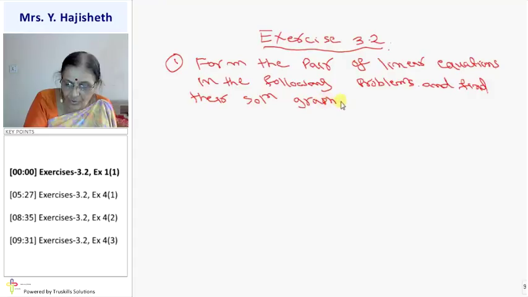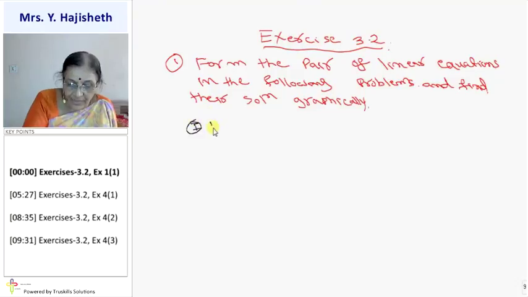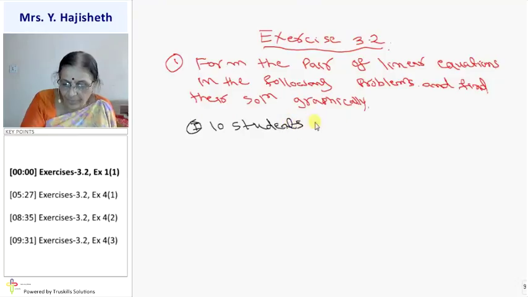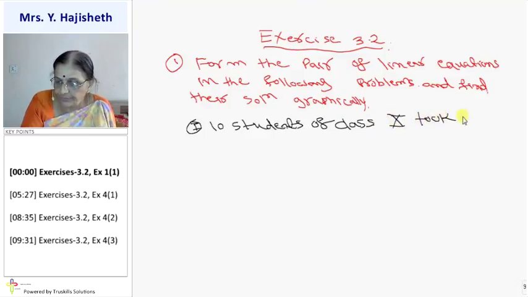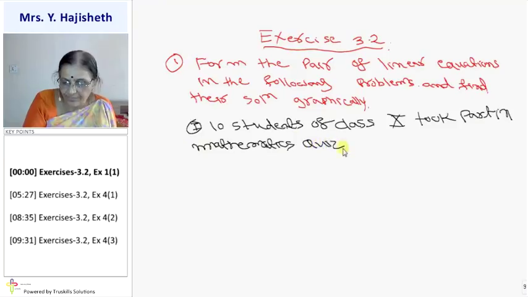First we have to form their algebraic equations, okay? Let us assume the problem. Problem number 1: 10 students of a class, standard 10, took part in a mathematics quiz.